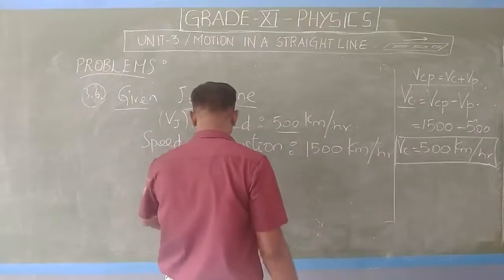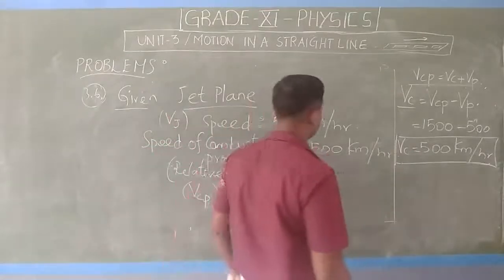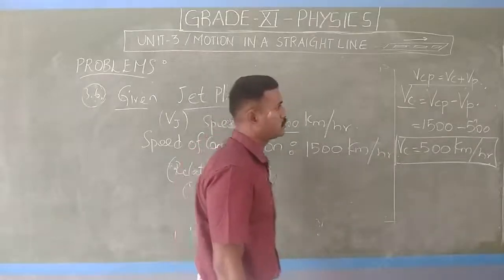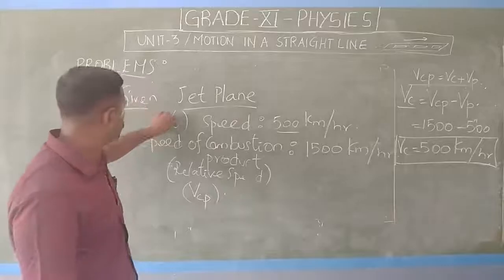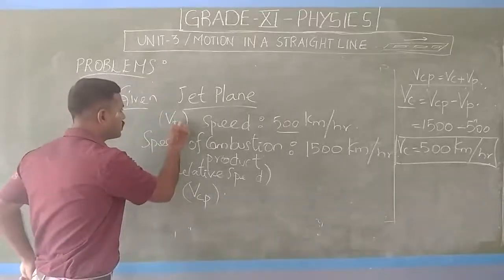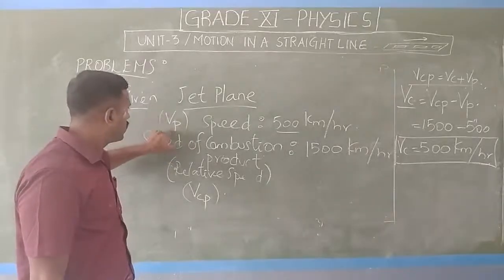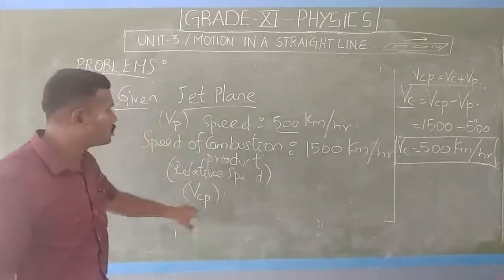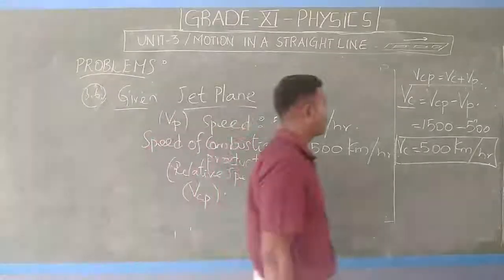It's not Vcj. There's a small change, we just change the alphabets. This is Vp and this is Vcp, okay, not Vj.